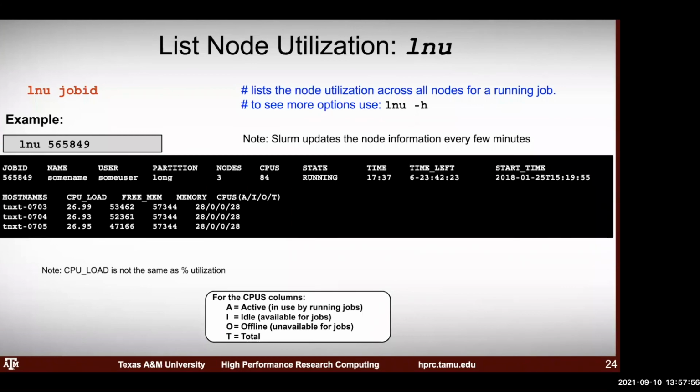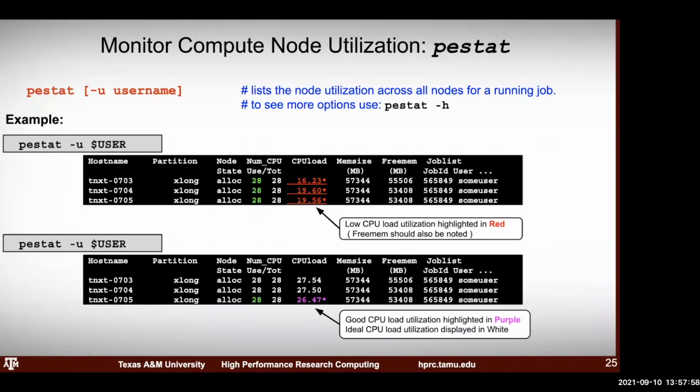LNU is a great place to start, but pestat is a little bit better. When you use pestat, you use it on a user, remember? So pestat on a user, LNU on a job ID. pestat -u and then Dylan, for example, for me, or whatever your NetID is for you, will show the node utilization across all nodes for a running job. So the job has to be running when you do pestat on it.